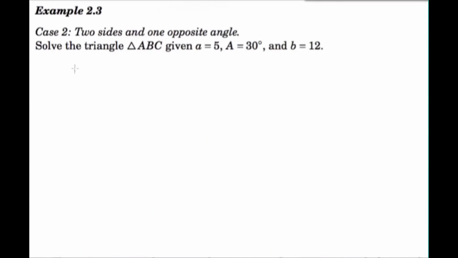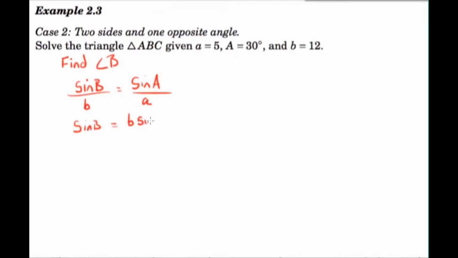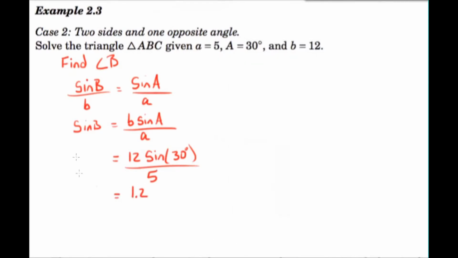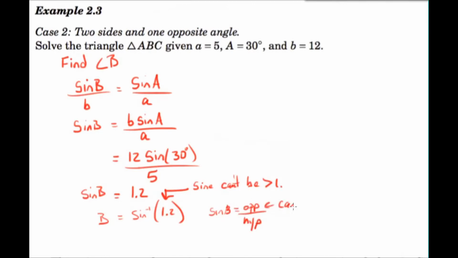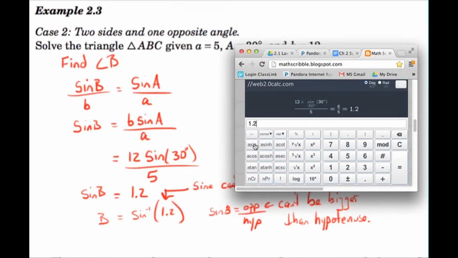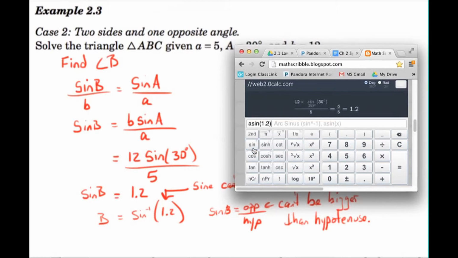Okay, let's take a look at 2.3. This is also a case 2, but we'll see here that in solving for angle B, I end up getting 1.2 for sine B, and we know that you can't take the inverse sine of a value greater than 1. It means that the hypotenuse is smaller than the opposite side. If you put it in the calculator, you should get an error, because it's not possible. There we go, error.